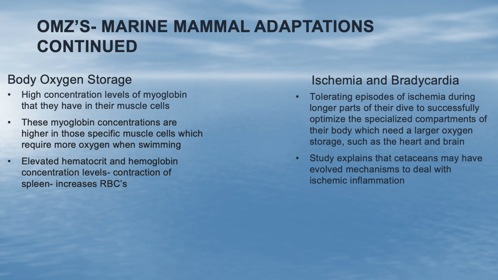There are specific studies that explain that marine mammals do not really suffer the ischemia/reperfusion events that are seen in humans, but they still cope with the tissue damage sustained in these events. A specific study explains that cetaceans may have evolved mechanisms to deal with this ischemic inflammation through contracted gene families involved in acute inflammatory response and repair of lipid peroxidation.